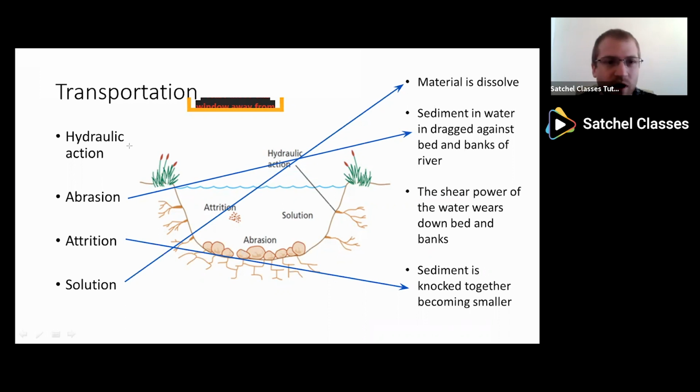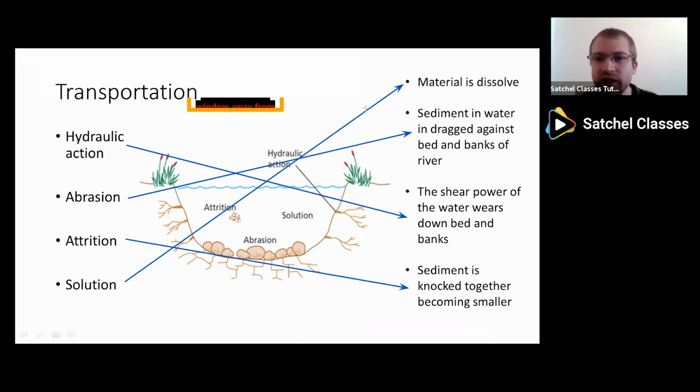And then we've got hydraulic action. Just like the hydraulics used in machinery, these are basically powerful things. So it's the sheer power of the water that wears down the bed and banks. So with hydraulic action, we can see those cracks forming. It is the power of the water colliding into the sides of the river that erodes it and wears it apart.